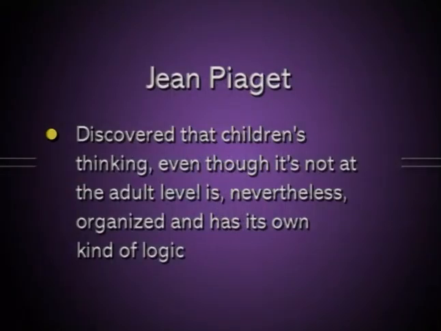He became more interested in the errors that children made and how their errors seemed to fit specific patterns at different ages. Despite their craziness, he found method in what they said that was wrong, just as he found method in what they said that was correct. He discovered that children's thinking, even when it's not at the adult level, is nevertheless organized and has its own kind of logic. And so when they were giving questions on the tests, he would follow up.